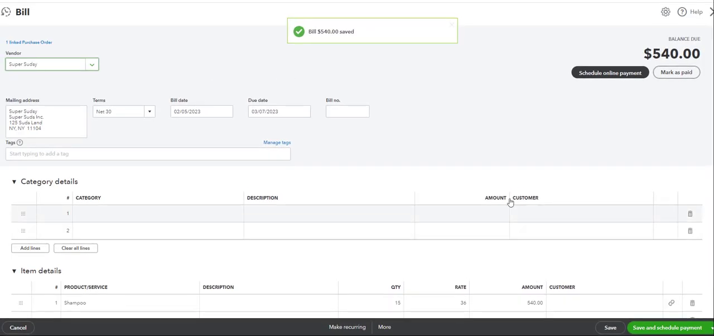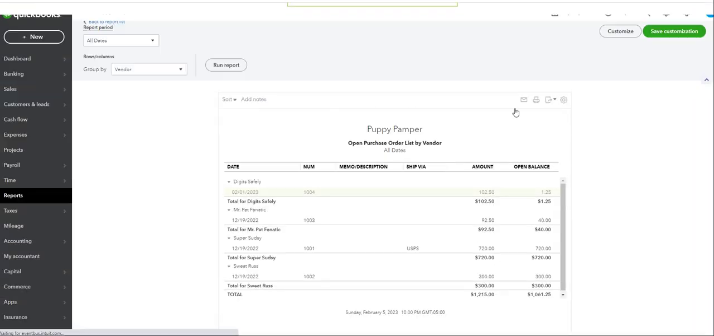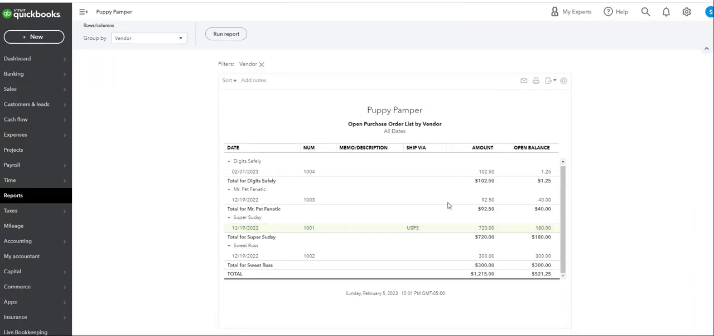The bill is saved. Okay, so now this purchase order, if I go back here, this purchase order now is still open, but only part of it's open. So it's now been partially received. Now let's go and talk about payments. I'm going to close this out.